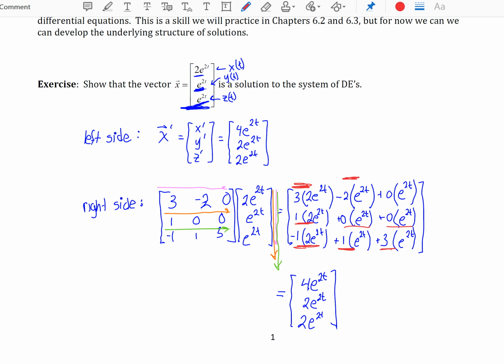Notice that the left side and the right side are the same, which shows that this vector of functions will satisfy this system of differential equations.